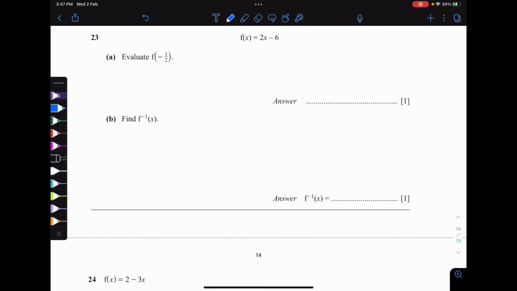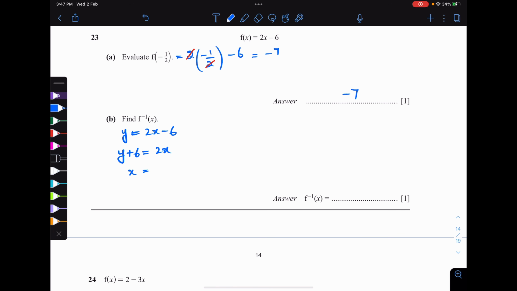For question number 23, the first part is quite straightforward. It requires us to go to function f and put x is equal to negative 1 by 2. Let's do that. Negative 6. And 2 cancels out, and minus 1 minus 6 would give you minus 7. So this is negative 7. For f inverse of x, you're going to put y is equal to 2x minus 6. Y plus 6 is equal to 2x. And x is equal to y plus 6 divided by 2. The final substitution will make this f inverse of x is equal to x plus 6 divided by 2.